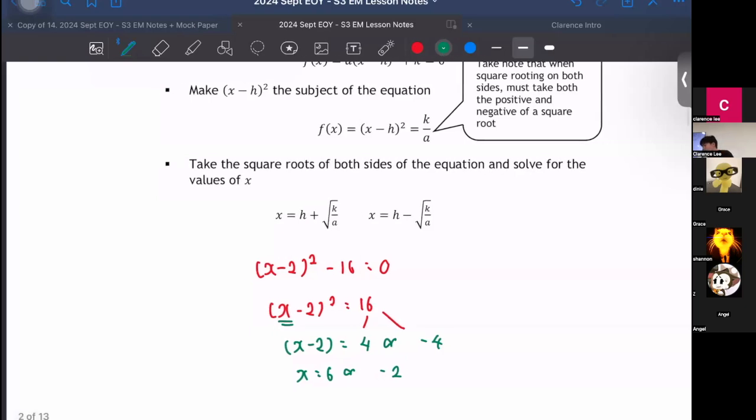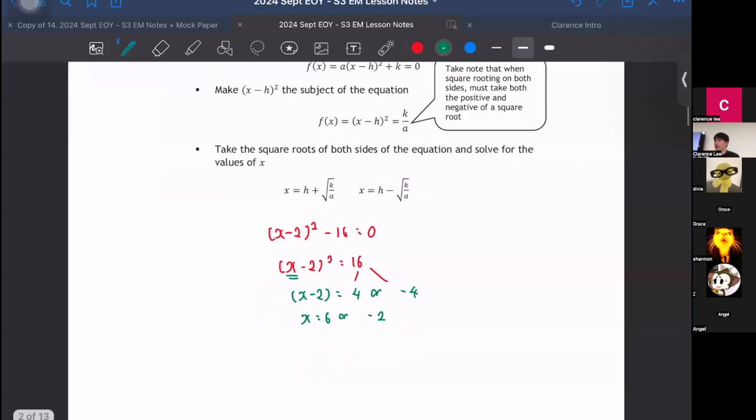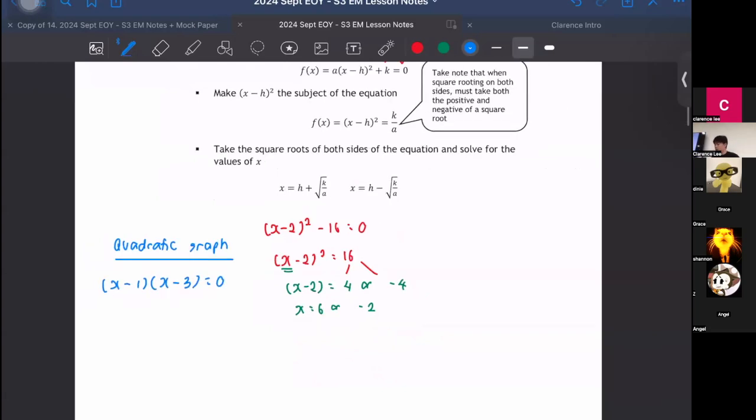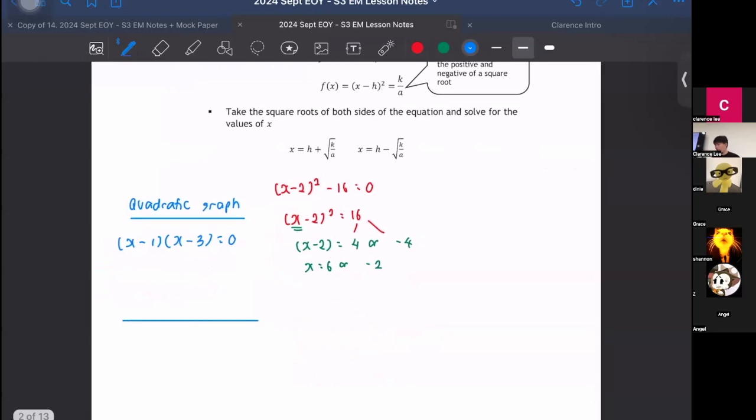Okay? Afterwards, last one before I move on to the example questions. When you want to sketch a quadratic graph, I want you to know that you want to find your turning point. Let's say you have your 2 brackets, x minus 1 and maybe x minus 3 equals 0. From here, you know that your graph will have the x-intercepts of 1 and 3.